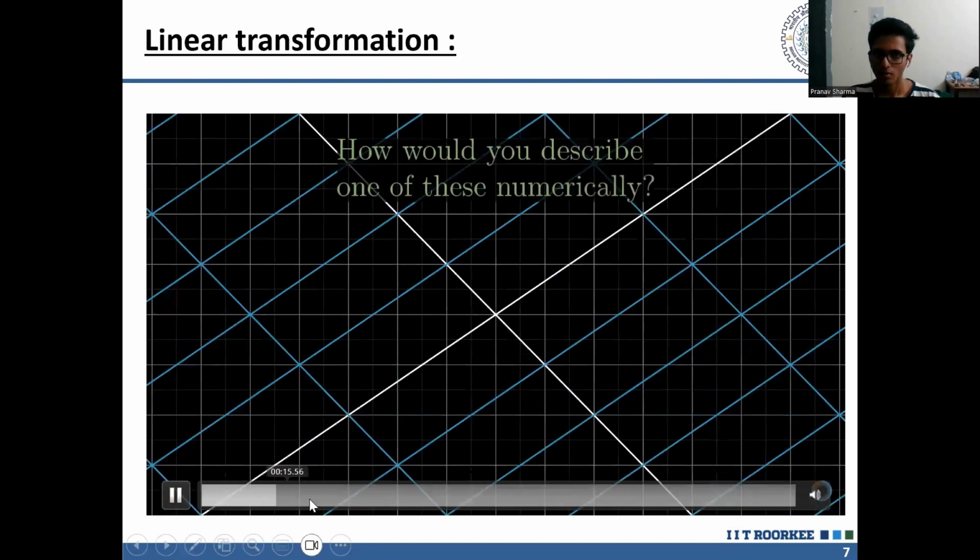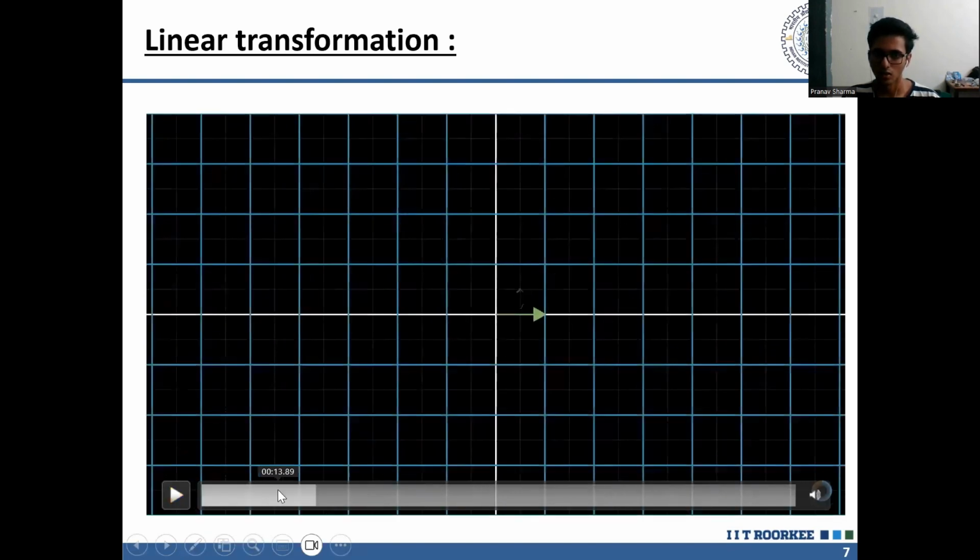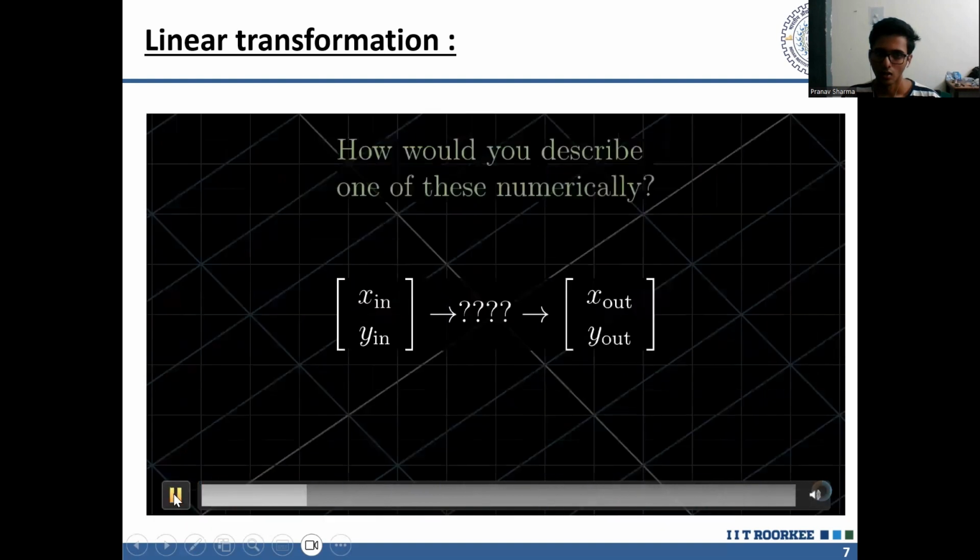How would we describe those transformations numerically? Meaning, if x and y are the input vector components and x out and y out are the output vector components, how do we describe this transition between them visually and also numerically?